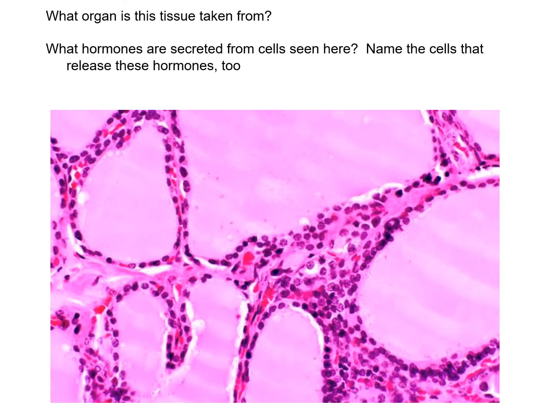Thyroid. It is. Follicular cells. Okay, so follicular cells are there. So what hormone would they make? Thyroid or thyroxine. So thyroid hormone has two flavors, thyroxine and T3, triiodothyronine. But you're still missing one cell and a hormone. Parafollicular. And what hormone are they releasing? Calcitonin. Correct.